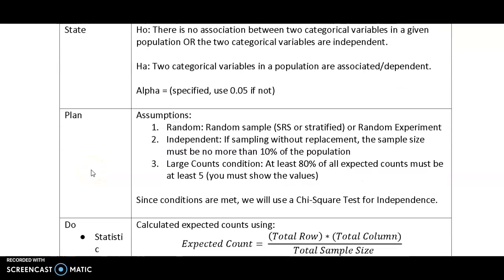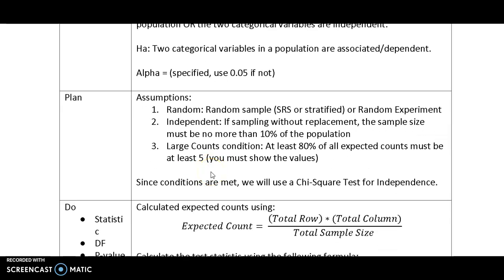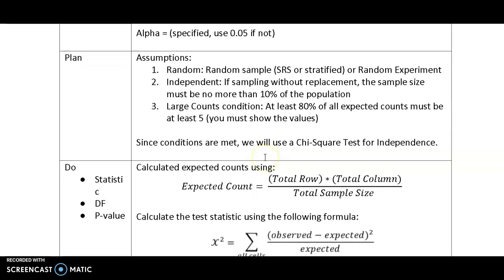Again, we want some element of randomness. If we're sampling without replacement, we will use the 10% condition. And we're checking large counts by doing at least 5. And we do 5 instead of 10 because I'm not checking a parameter. I'm not checking just one. I'm looking at the overall distribution. So we give ourselves a little bit more leniency with the large counts being at least 5. If these three conditions are met, we'll use a chi-square test for independence.